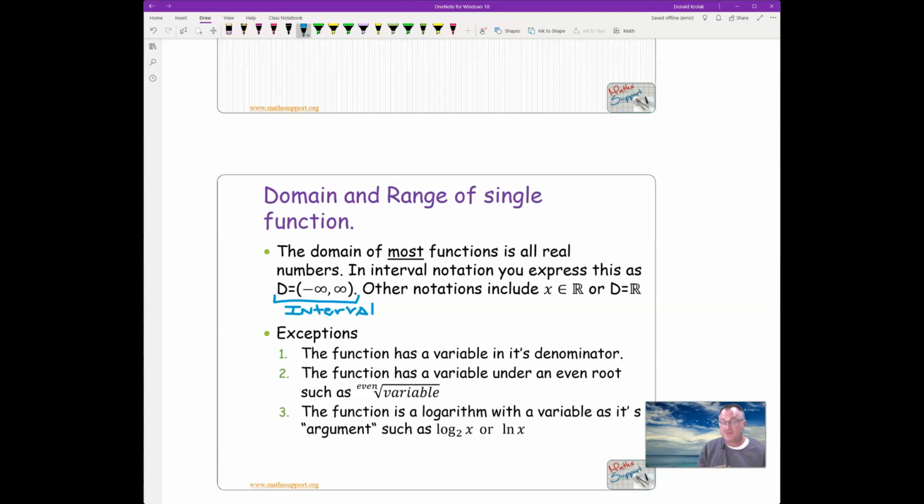Another type of notation is called set builder notation. And it looks like this. It starts as the set of all x's such that x is a real number. So we can write it like this: x is a real number. That just means from negative infinity to positive infinity.